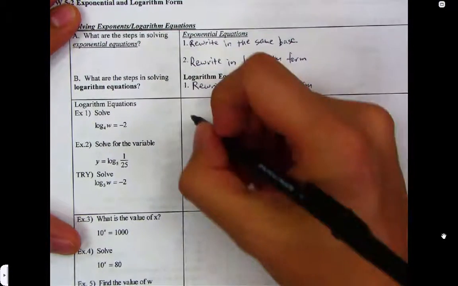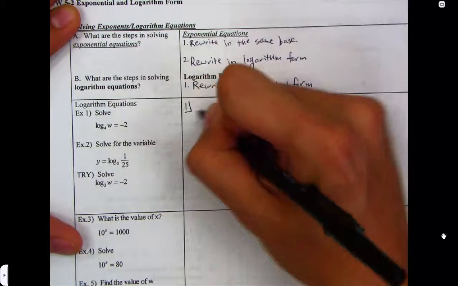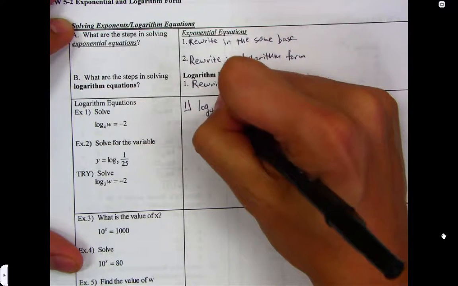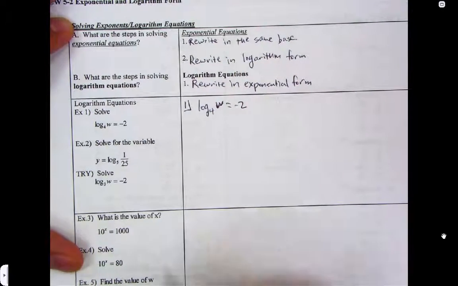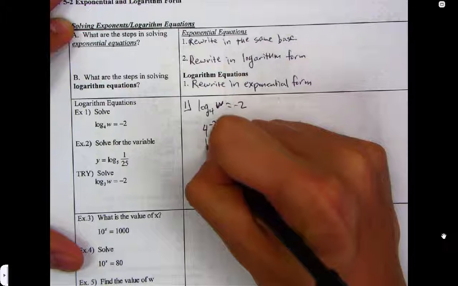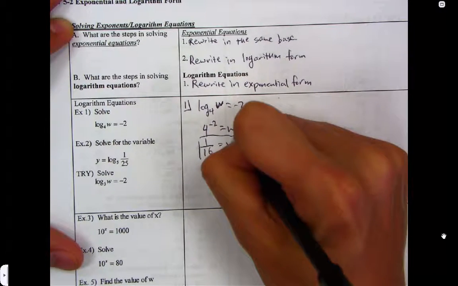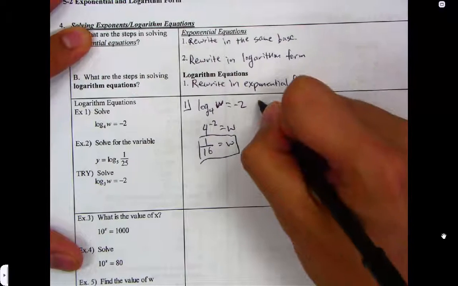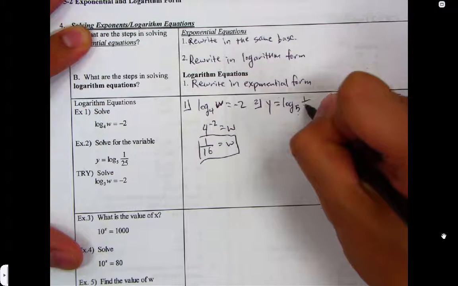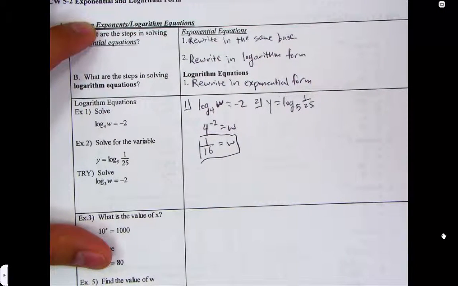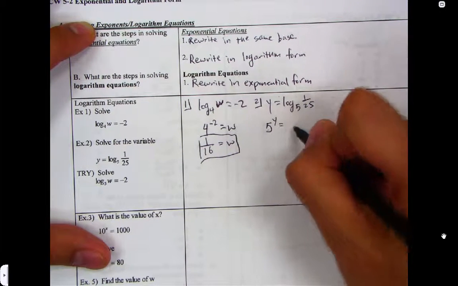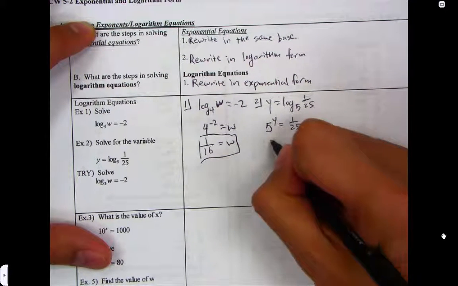For example, let's take a look at example 1. Log base 4 of w is equal to negative 2. Well, this is a log equation, so let's rewrite this in exponential. 4 to the negative 2 is equal to w. w is equal to 1 over 4 squared, which is 1 over 16. Example 2. y equals log base 5 of 1 over 25. Rewrite this in exponential form. 5 to the y equals 1 over 25. y equals negative 2.